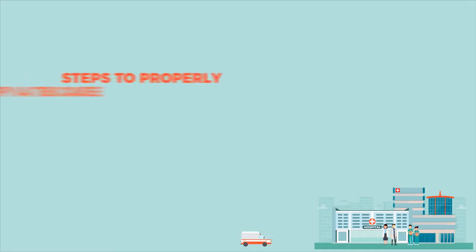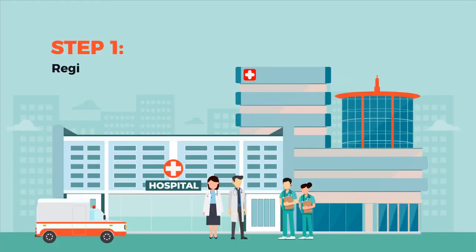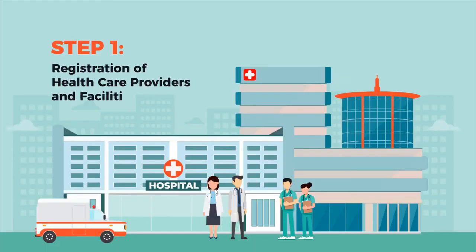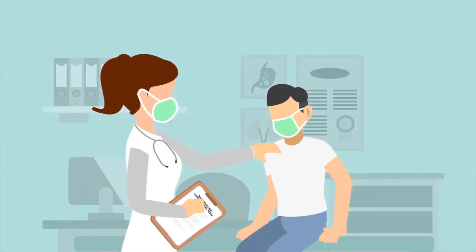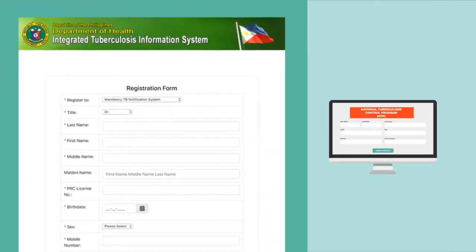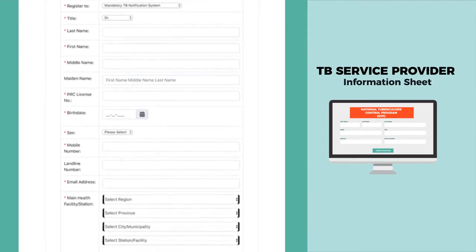TB notification is an easy, simple, three-step process. Step 1. Registration of healthcare providers and facilities. Any healthcare provider who provides part or all TB services, such as diagnosis, treatment, and prevention, must register by accomplishing the TB Service Provider Information Form.